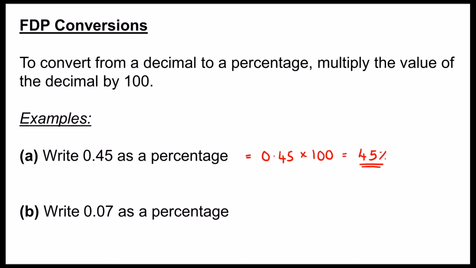In my second example, I'm asked to write 0.07 as a percentage. So again, I'll take 0.07, multiply it by 100, and this gives me an answer of 7%. As with before, it's really important you make sure that your decimal place ends up in the right position.